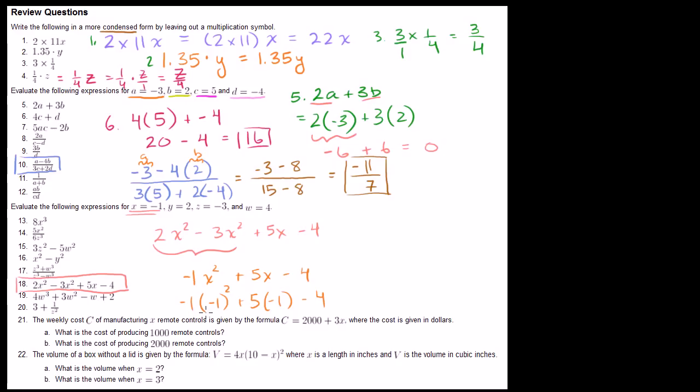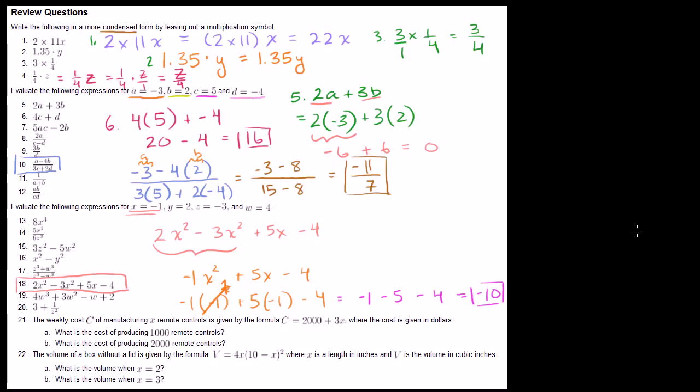So what is this? Negative 1 squared is just 1, right? So this whole expression simplifies to negative 1 plus 5 times negative 1. We do the multiplication first, of course. So that's negative 5, minus 4. So negative 1 minus 5 is negative 6. Minus 4 is equal to negative 10.